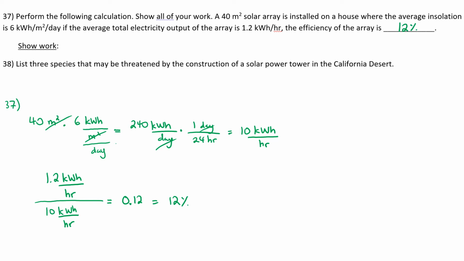38. List 3 species that may be threatened by the construction of a solar power tower in the California desert. So, first up, the desert tortoise. Second is the mountain yellow-legged frog. And then finally, Joshua tree.